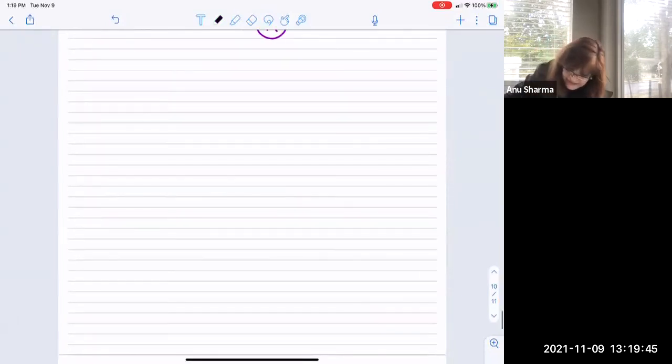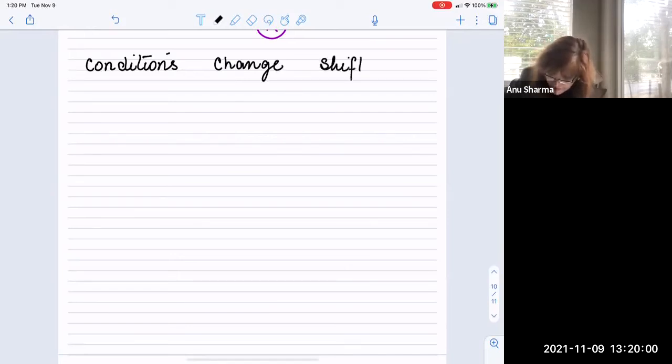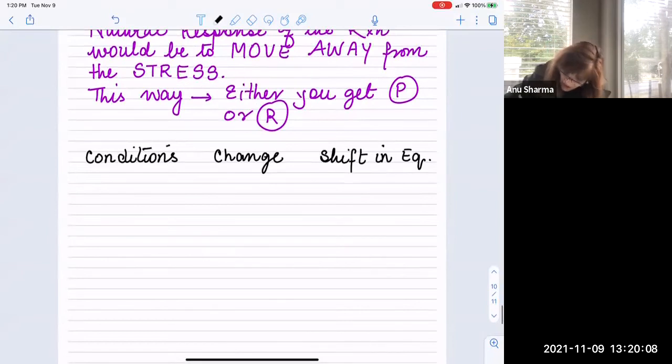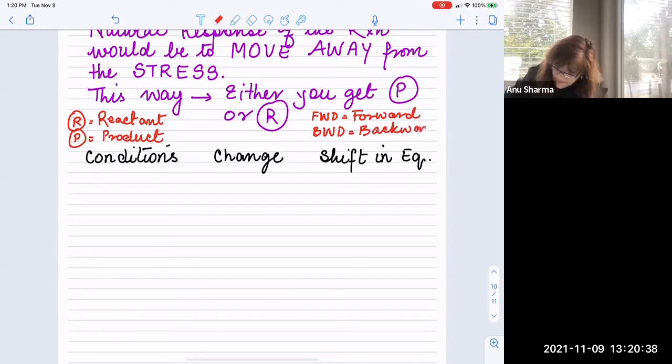Excuse me. So here are the different conditions, and we are going to look at the change that each is going to produce, and the shift in the direction of the equilibrium. So just keep this in mind, once again, let me write this down: R, reactants; P, products; FWD, forward; and BWD, backward.